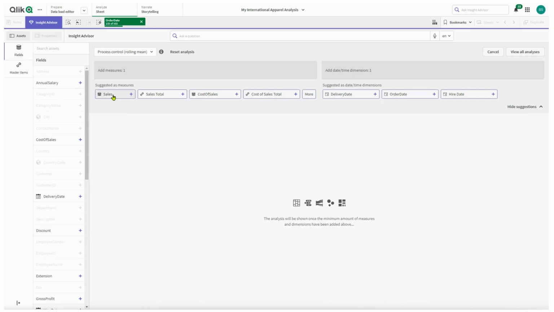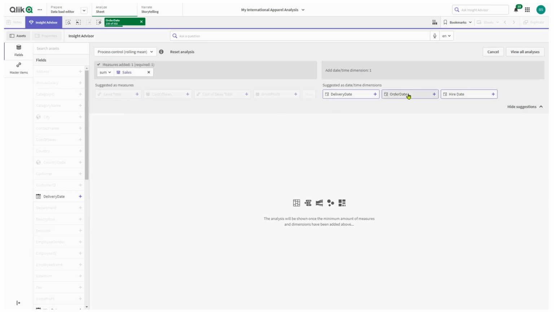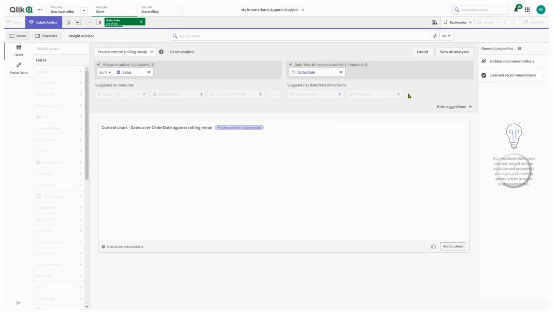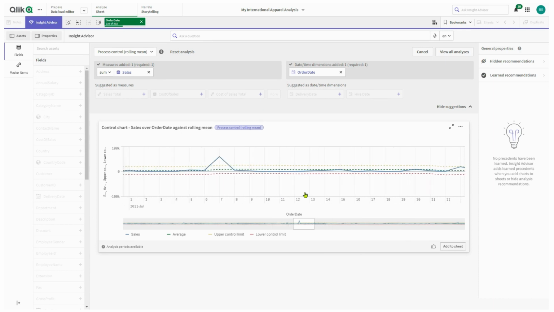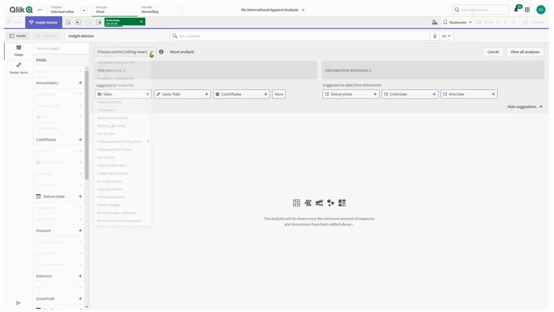The first chart we're going to look at is a process control chart, and it's looking at the rolling mean. So the mean changes over time, and we can see there are some quite significant spikes. In particular, in July around the 7th, there was quite a dramatic change in the data.